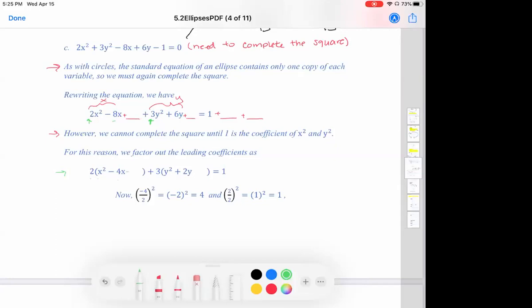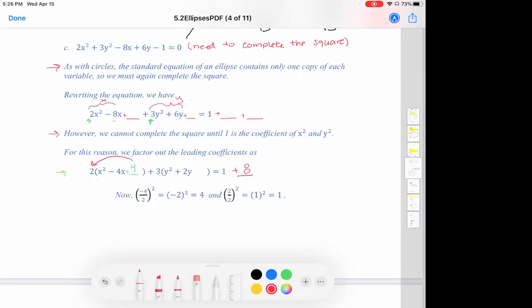Now I need to complete the square so I can add a number. So we take our middle term, our b, negative 4. Negative 4 divided by 2 gives me negative 2 squared. Negative 2 squared is 4, so I will write a 4. But remember, I need to multiply it out to the outside. So I need to take the 4, multiply it by the 2. We get 8. So I'm going to add an 8 right here.